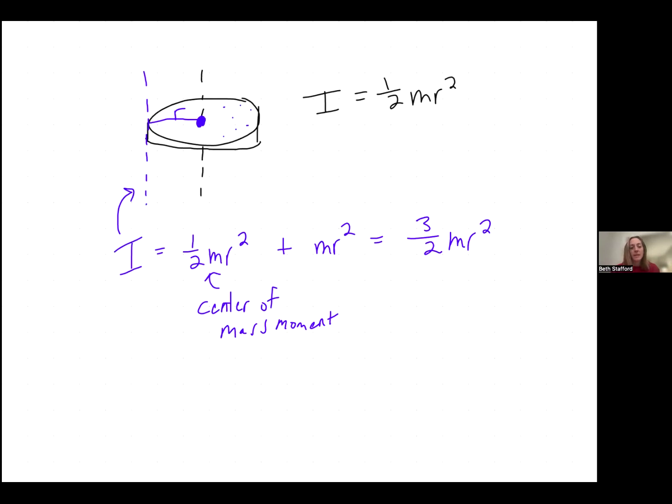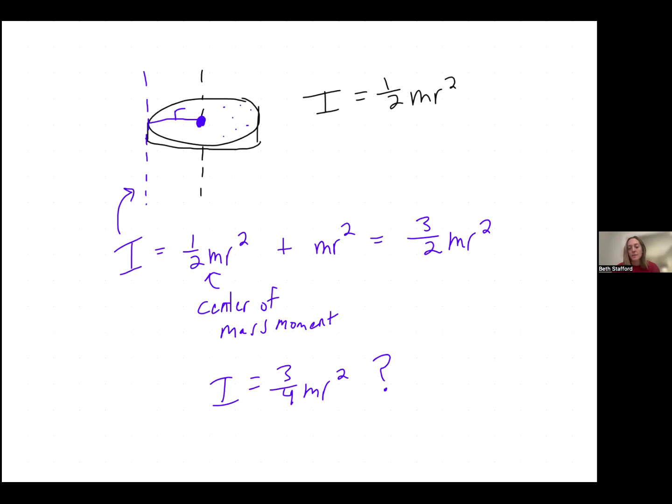The next one is where should we put the axis on the disk to get a moment of inertia of 3/4 mr squared? Okay, where should that axis go? So it would be half as big as the moment of inertia we just calculated. And then there's another one at the end about a rod.